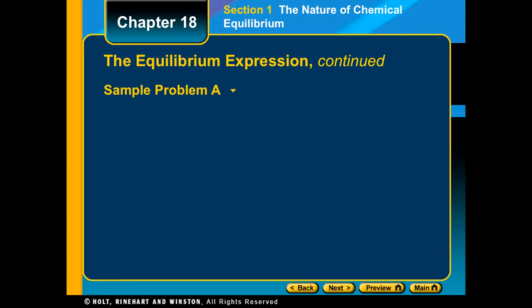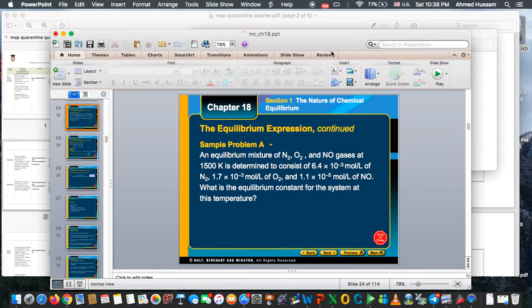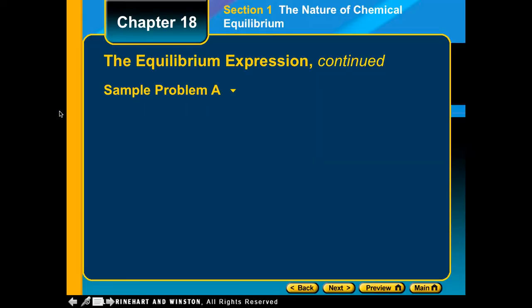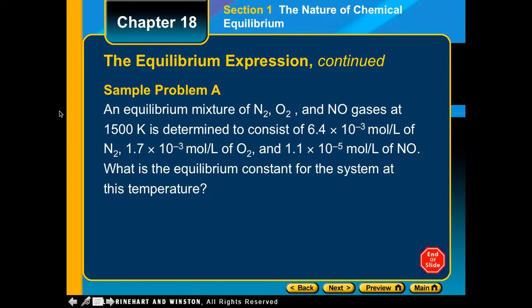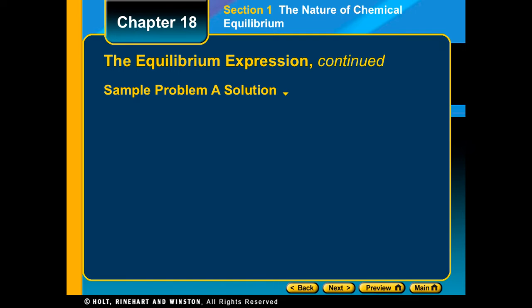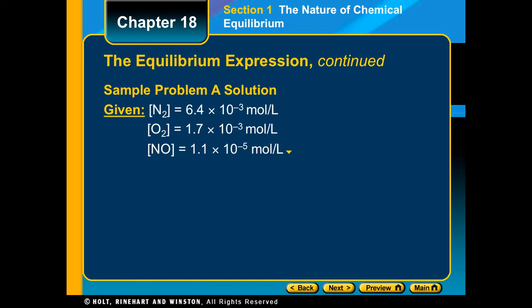Here we go for a sample problem. An equilibrium mixture of N2, O2, and NO gases at 1500 Kelvin is determined to consist of 6.4 times 10 power negative 3 mole per liter of N2, 1.7 times 10 power negative 3 mole per liter of O2, and 1.1 times 10 power negative 15 mole per liter of NO. What is the chemical equilibrium constant for the system at this temperature? Here are the given concentrations. The unknown is K.